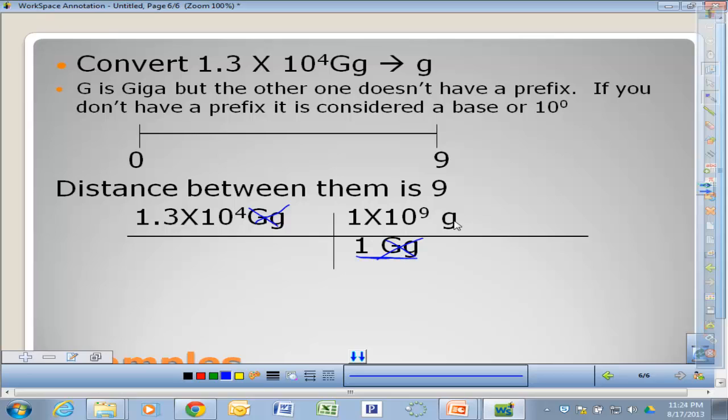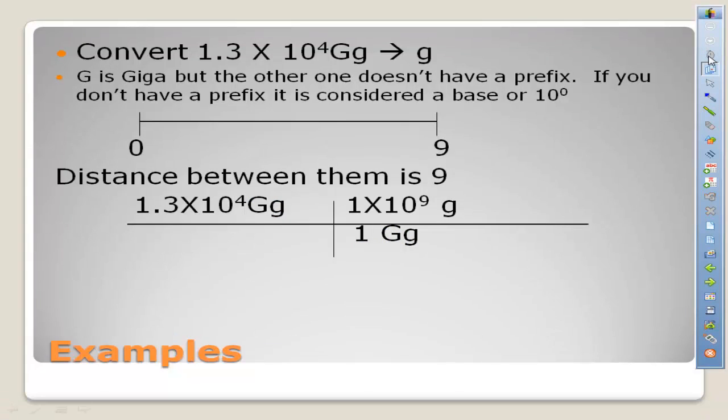Now, when you look at these two numbers on top, we're going to multiply all numbers on top. So we're going to take 1.3 times 10 to the fourth and multiply it by 1 times 10 to the ninth. We divide it by the numbers on the bottom. The number on the bottom is only a 1, so that's no big deal. And when I do that, I'm going to get an answer of 1.3 times 10 to the 13th.